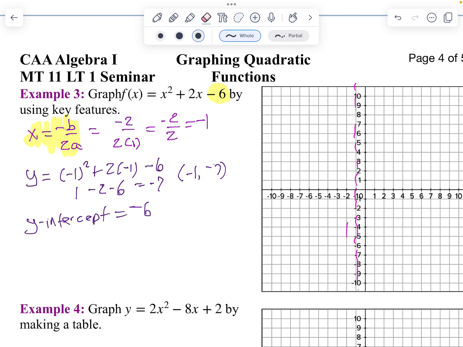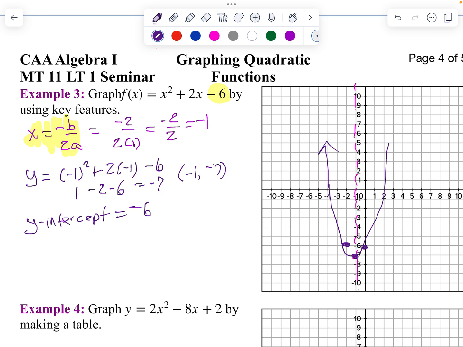Okay, let's retry that. So in other words, I'm going to graph negative 1 and negative 7. And I know my y-intercept is at negative 6. Notice that's to the right of the axis, so I'll go to the left of it as well. I know it's a parabola, so I could probably just draw my u through those points.